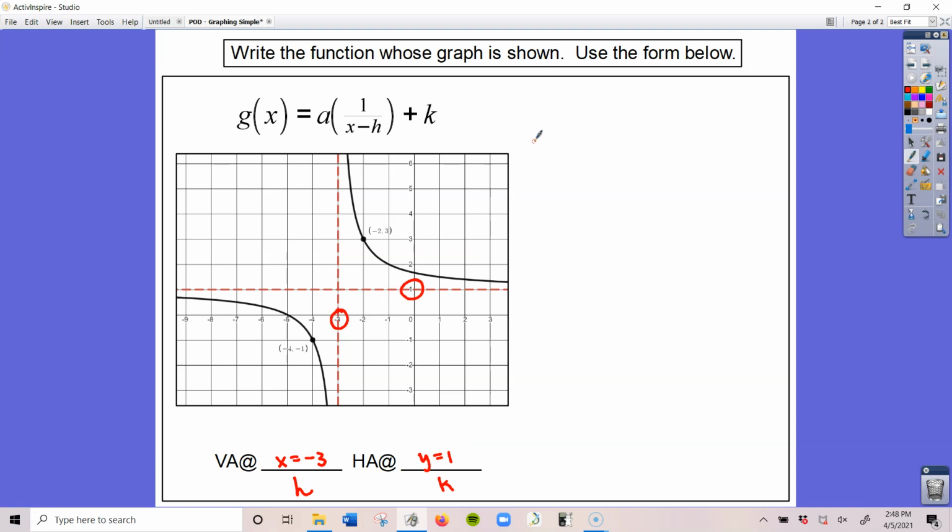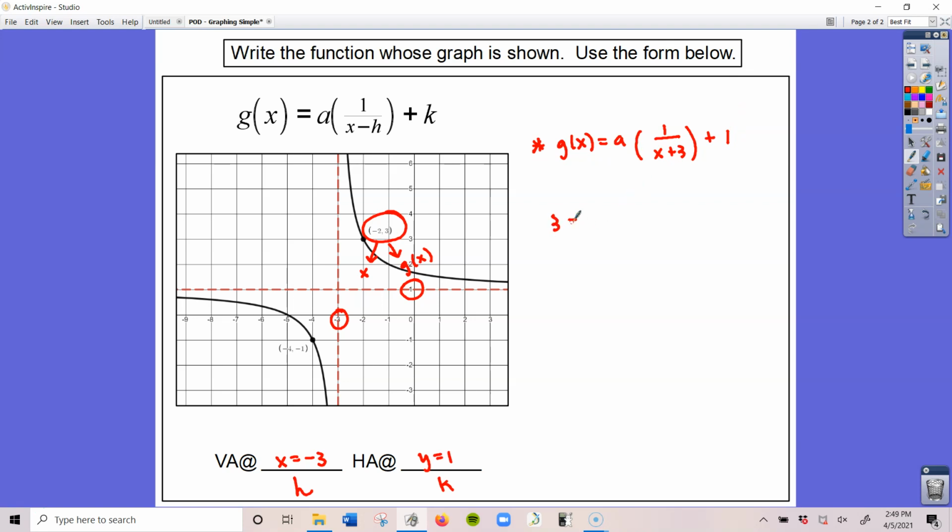So now I'm going to write out my equation, replacing h with -3 and k with 1. So g of x is going to equal a times 1 over x minus -3, so x plus 3, plus k, which is 1. Now you're going to pick either point. It does not matter which one you choose. I'm going to choose -2, 3. So that means that x is -2 and 3 is g of x. And now I plug this into my general equation here.